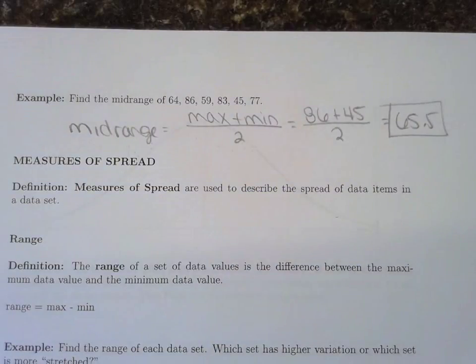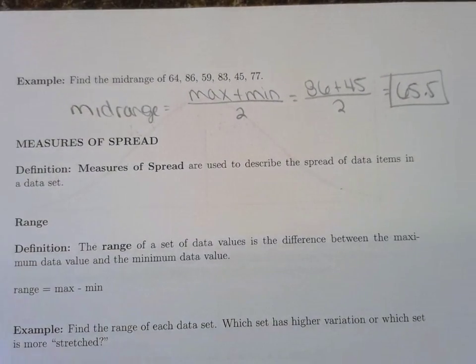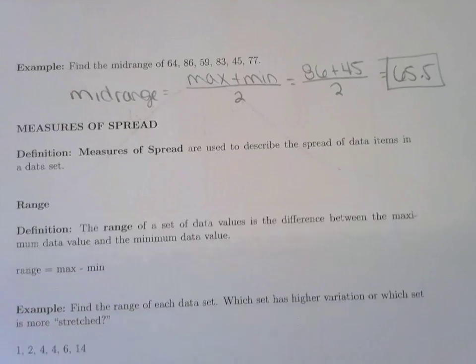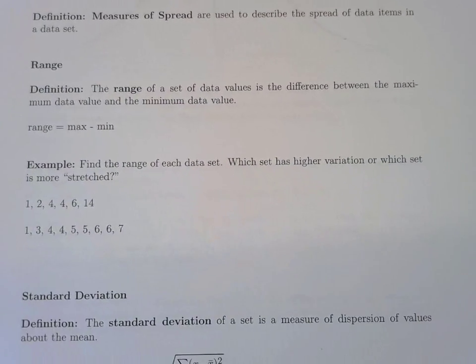Moving on to page 12, we're going to do measures of spread. Definition: measures of spread are used to describe the spread of data items in a data set. That means that we're measuring how spread out a data set is. The simplest one is range.